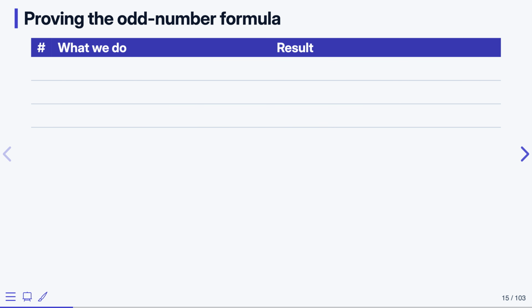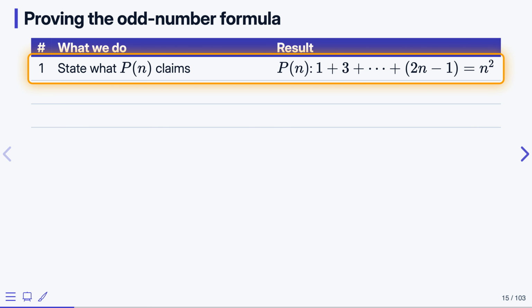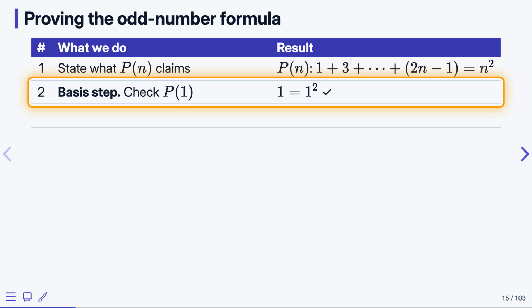Let's set the proof up in the same 4 lines as before. Step 1. Write P of n down. It says 1 plus 3 up to 2n minus 1 equals n squared. Step 2. The basis step. For n equal 1, the sum is just 1 and 1 squared is 1, so P of 1 is true.